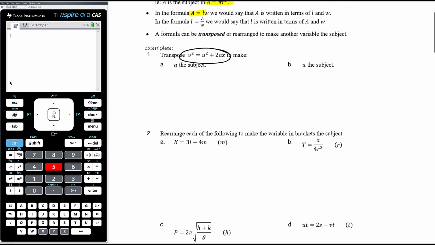So here we have a formula, v squared equals u squared plus 2ax, and we want to transpose this formula to make a the subject in part A. So again, this is about order of operations and how expressions are built, okay? If you understand what you're doing when you're solving equations where there's numbers, it should be a very simple process to transfer across to rearranging formulas.